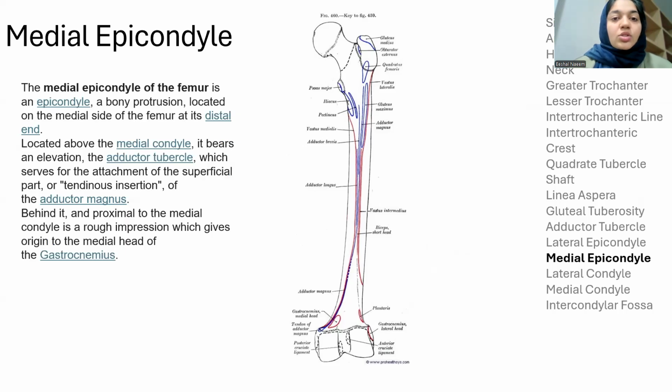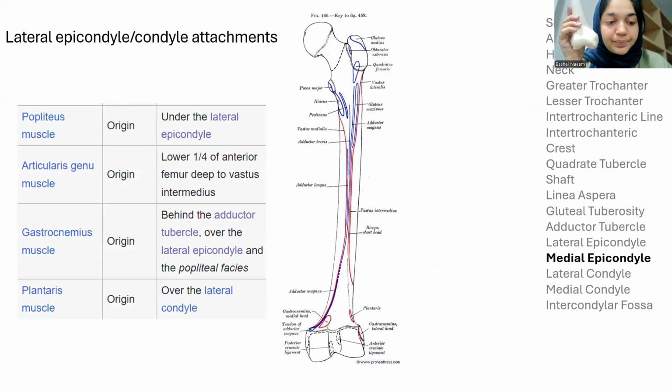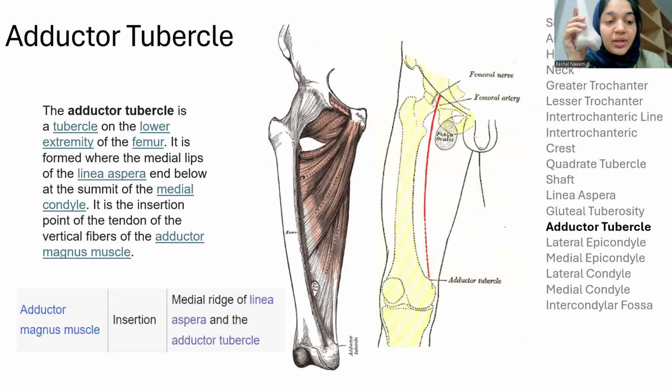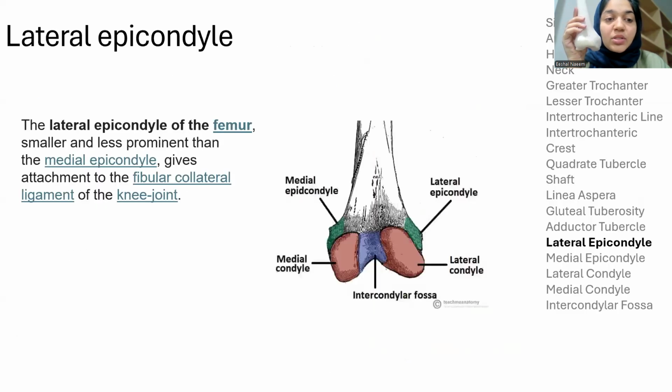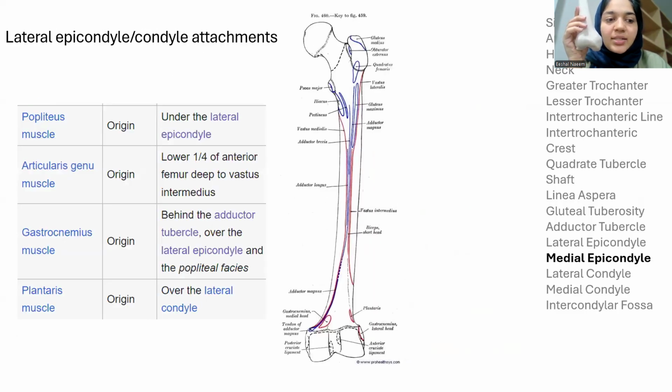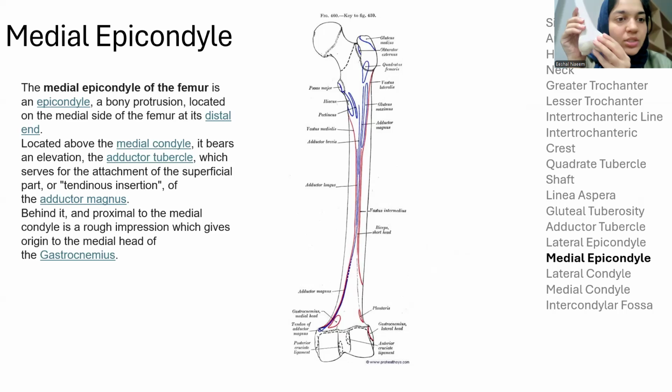Okay. So coming on to the medial epicondyle of the femur, it is a bony protrusion located on the medial side of the femur at its distal end. Located above the medial epicondyle is the adductor tubercle, which was taking the fibers of the adductor. We can see it, adductor magnus muscle. Magnus because magnus means big. It's the biggest muscle of the three adductors.